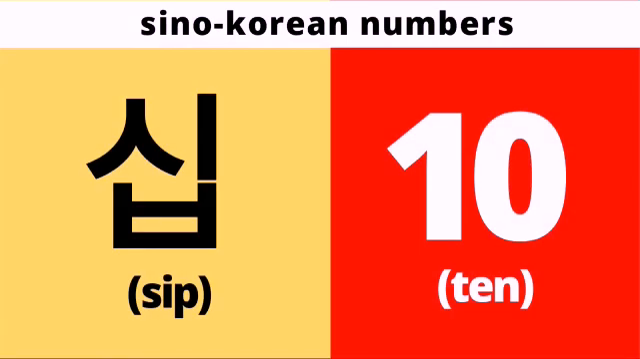And the last one for this video is number 10. The Sino-Korean version of number 10 is ship. And we should take note that numbers 1 to 10 are each composed of just 1 syllable. Pronounce this again with me. Ship. Ship.